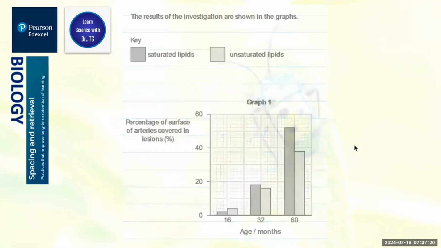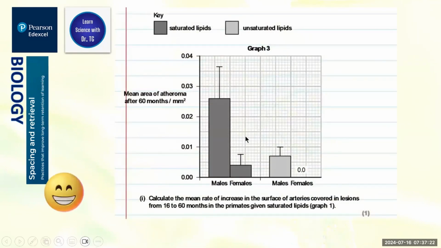So, second graph. The same way, they showed the bar graph. Clearly they mentioned the mean area of atheroma after 60 months, and the male and female groups, they have used gender here. They are again separated into male and female. And we can also show statistics in this graph.